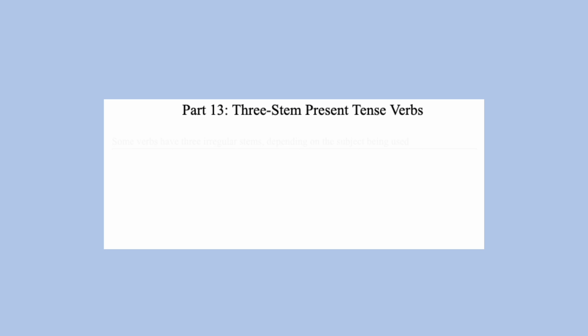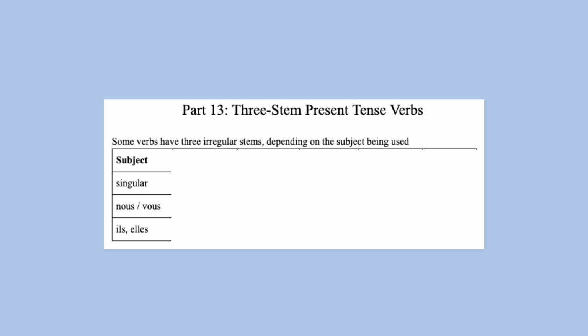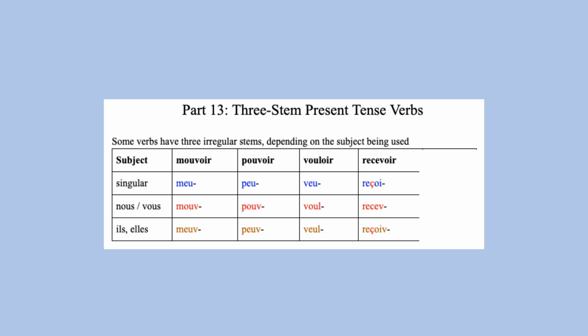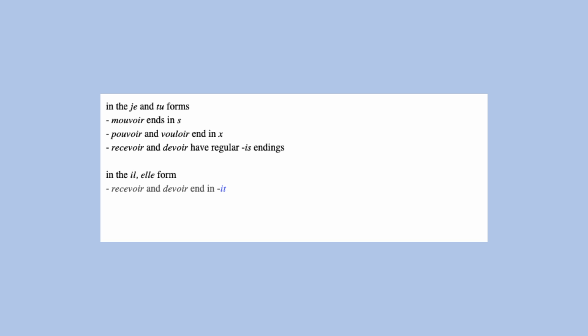Some verbs have three irregular stems depending on which subject is being used. This includes the verbs mouvoir, pouvoir, vouloir, recevoir, and devoir. These verbs also have their own types of irregular endings. When we take a look at the conjugational tables, it will be easier to notice them.